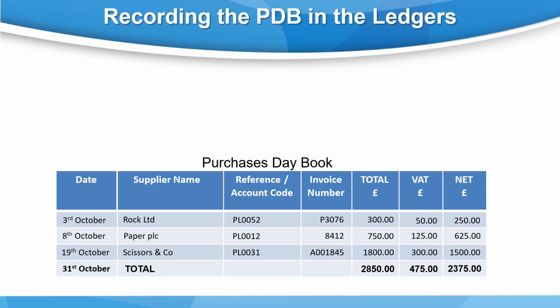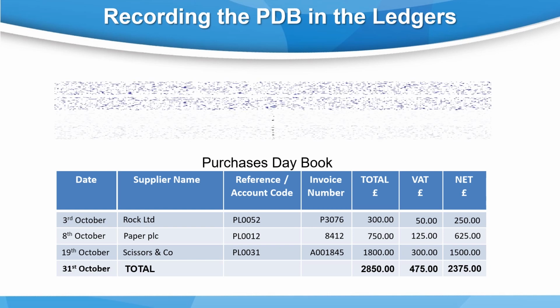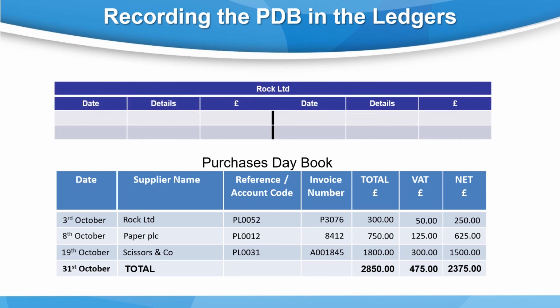We record the figures in the credit side of the accounts, just as we did in the Payables Ledger Control. And in the individual supplier accounts, we only need to know what we owe to each supplier, so only the gross figure is needed here. First, Rock Limited. And in the Payables Ledger, we need to use the date from the original invoice and not the date for the end of the month. Then we show the invoice number, as this is more useful than just putting the Purchases Daybook. And finally, the gross figure for Rock Limited from the Purchases Daybook.